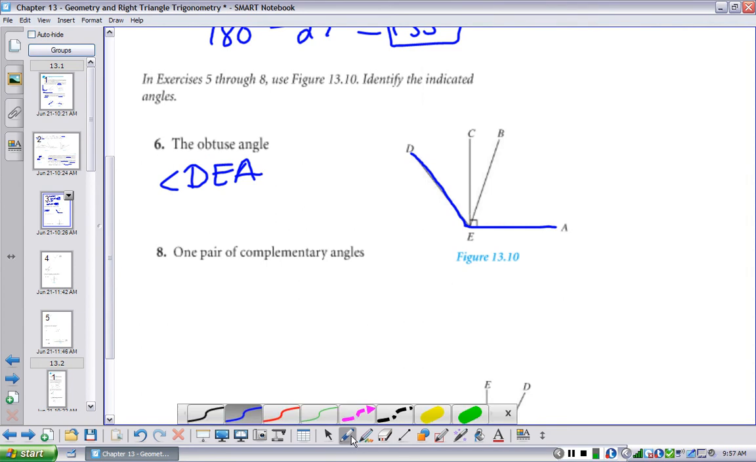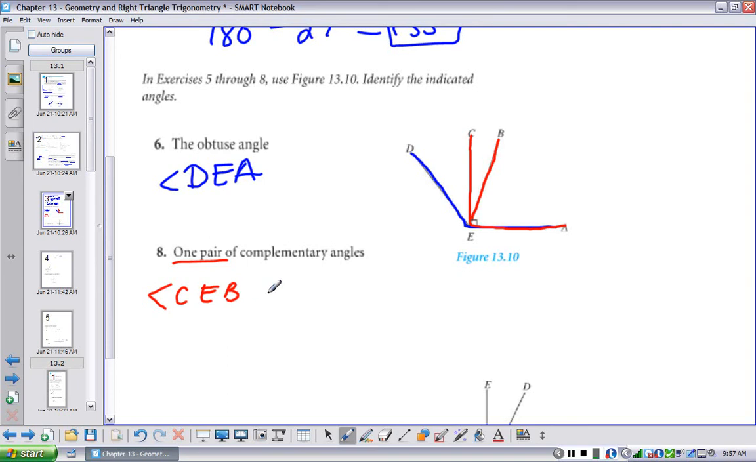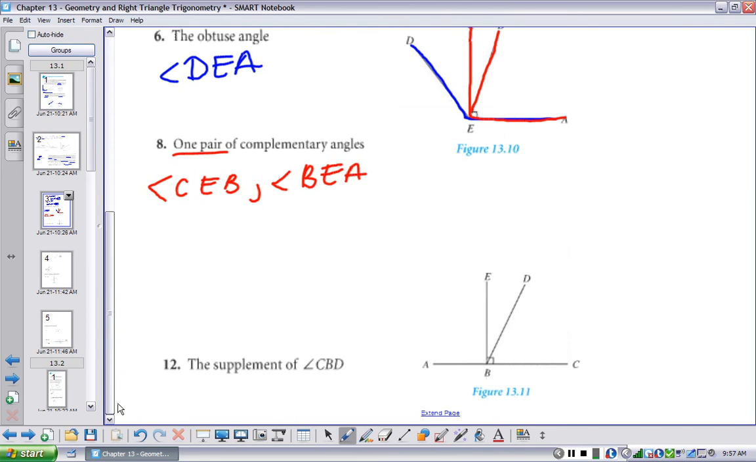Now, they also want us to find a pair of complementary angles. Remember that complementary angles, their sum is 90 degrees. Well, we know this angle here is 90 degrees. So we can break this up and we can look at angle CEB and angle BEA. Those are one pair of angles, two angles, whose sum is 90 degrees.